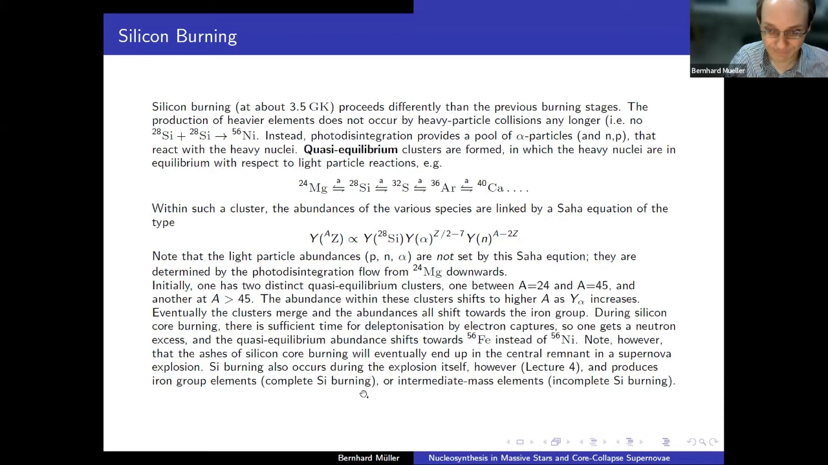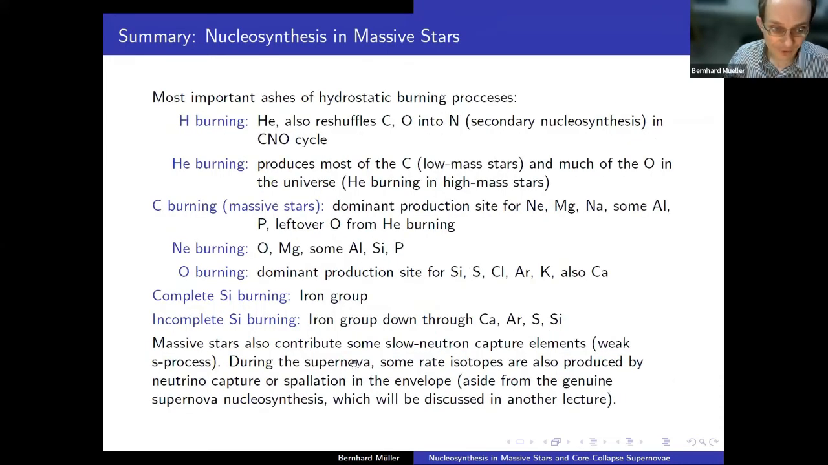All right. So a brief summary of what you get from massive stars up to the point of core collapse. You're left with helium. You get some helium from the hydrogen burning. You've reshuffled carbon and oxygen in the CNO cycle to nitrogen. In the shells that have undergone helium burning, you make mostly carbon and quite some oxygen in massive stars.